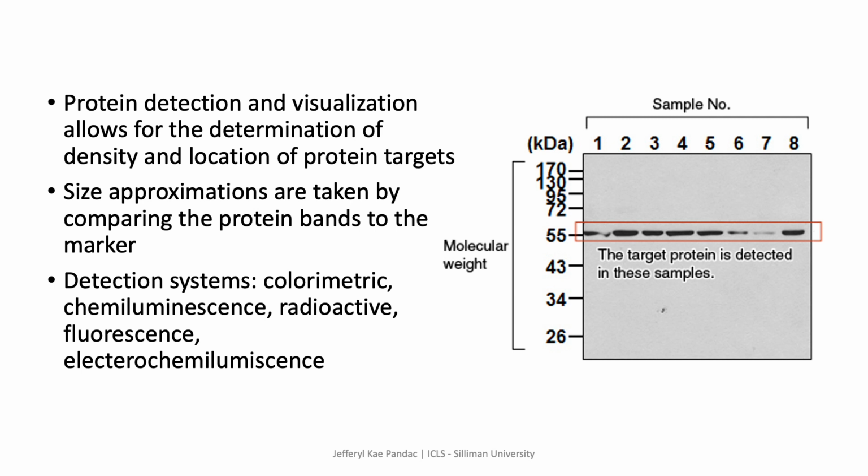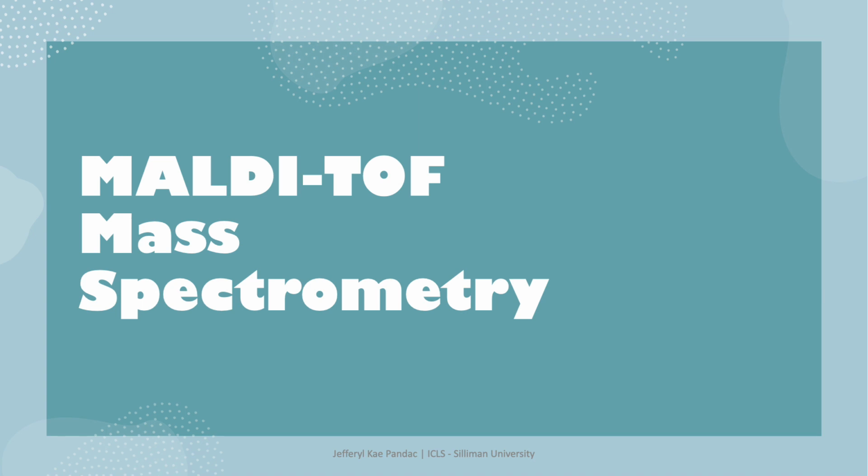Western blot reactions are detected by using either of the following systems. So we can use colorimetric, chemiluminescence, radioactive, fluorescence, or electrochemiluminescence detection systems. Now let us proceed to another important technique in protein analysis, and that is MALDI-TOF mass spectrometry.